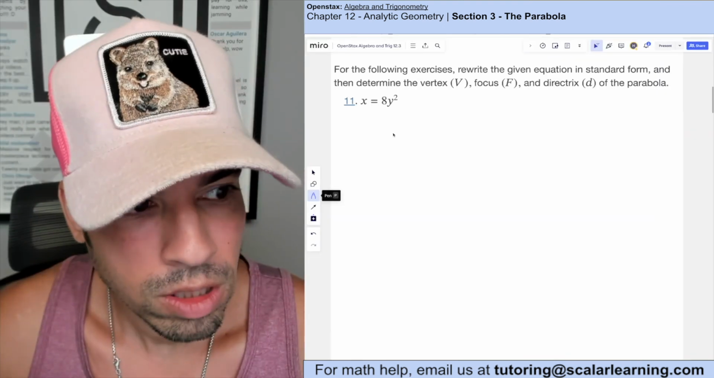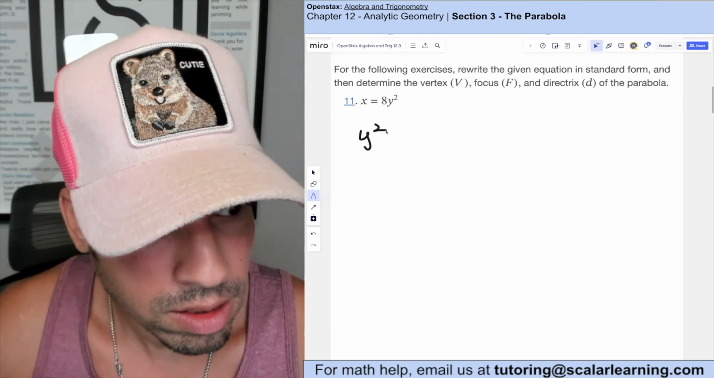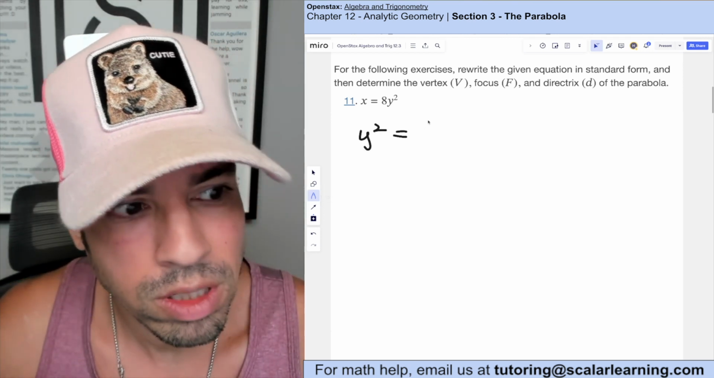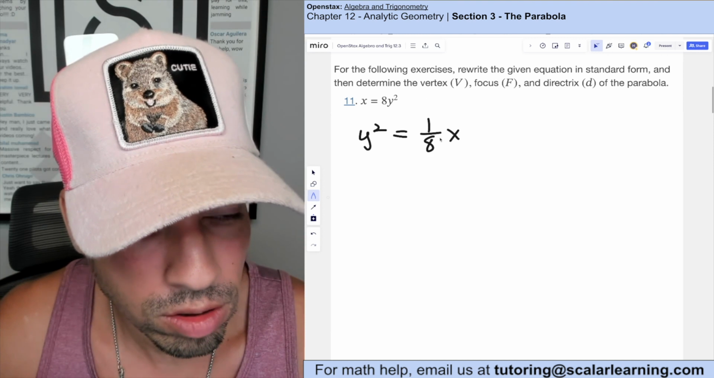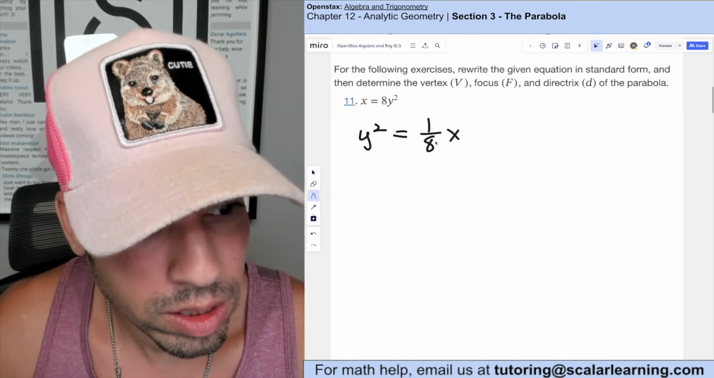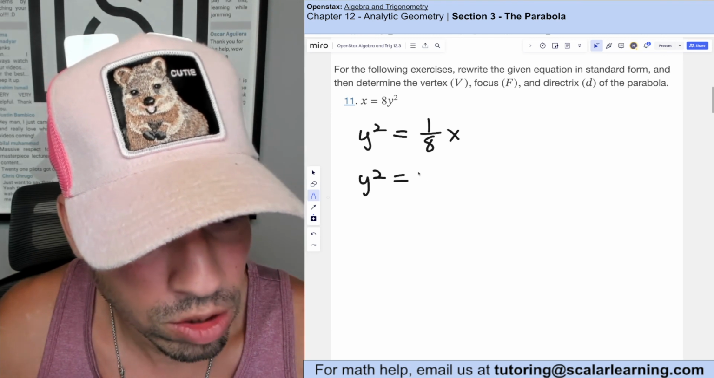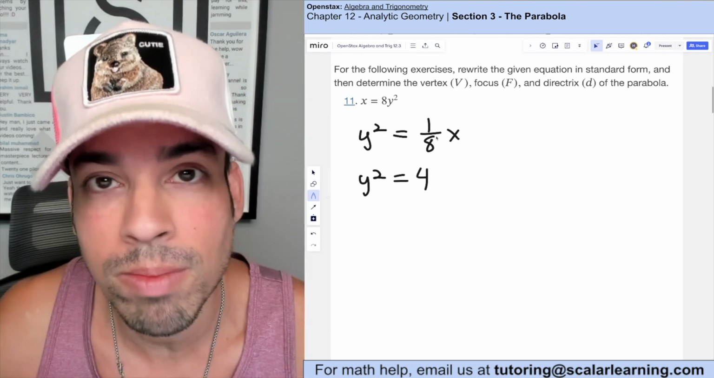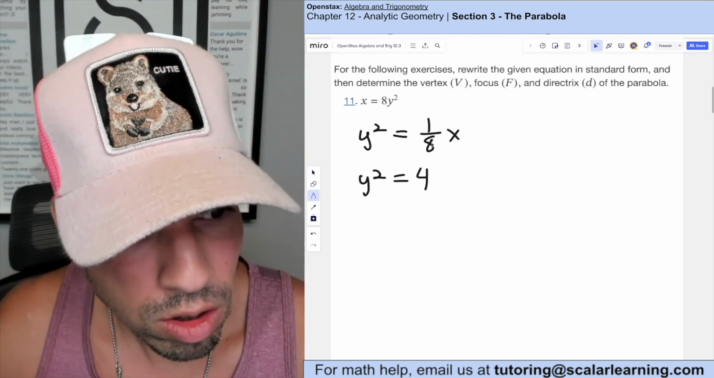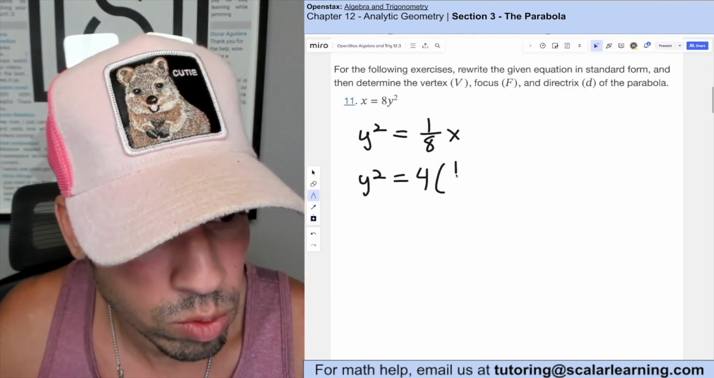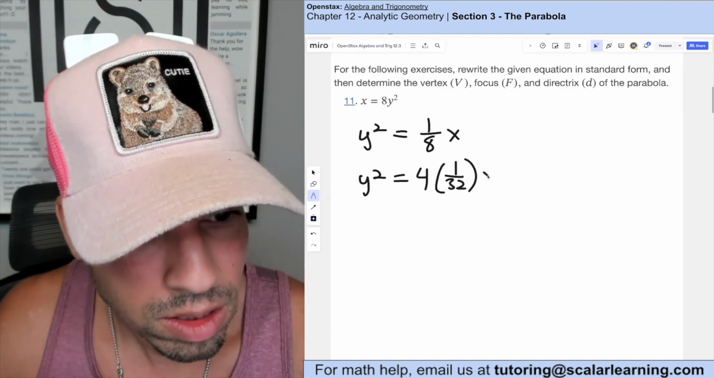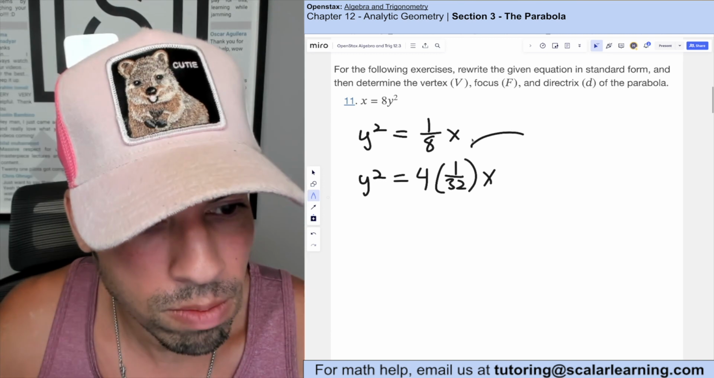Done. So to put this one in standard form, first I'm going to isolate the y squared. So y squared is equal to 1/8 x. Then we know that we need this to be in that 4p situation, so we've got a 4, we're going to extract the 4. It's like I'm dividing that by 4, or multiplying it by 1/4. So that becomes 1/32 times x. So this is now my p-value.